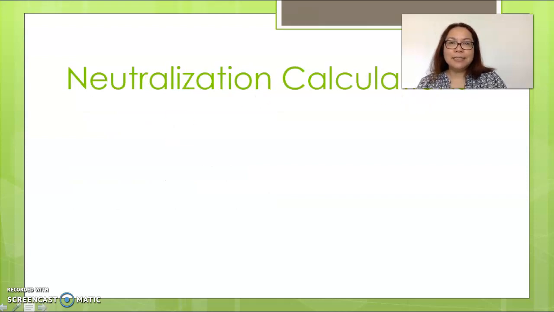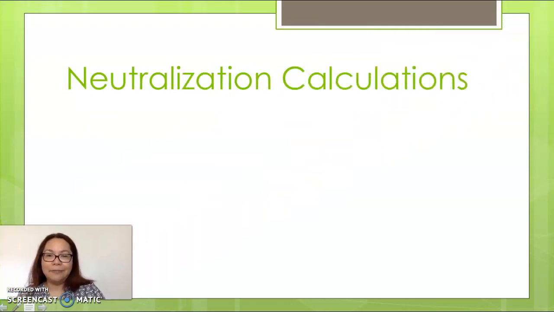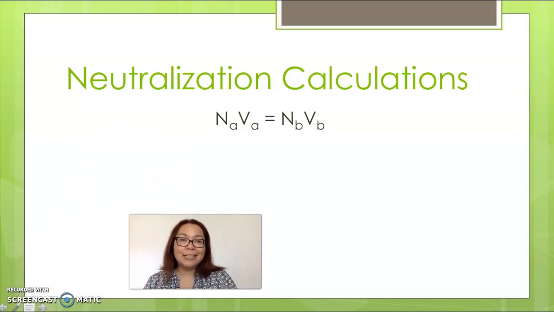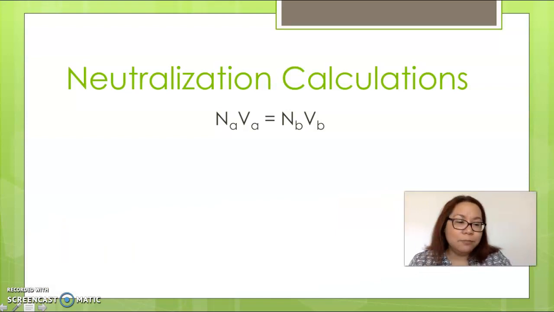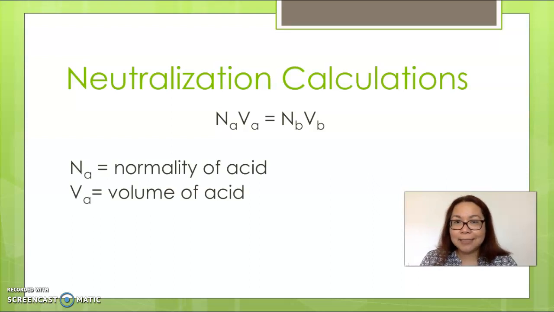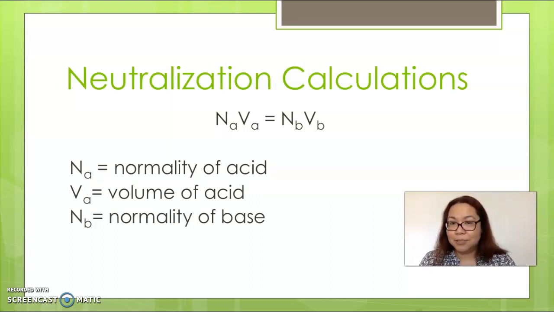Now, with these neutralization calculations, we have this equation that we will use. And if we find all of the values, we can just plug them in and find the unknown values. You're just going to have to know what each one of these parts mean. So for the neutralization calculations, it will be the normality of an acid times the volume of the acid equals the normality of the base times the volume of the base.